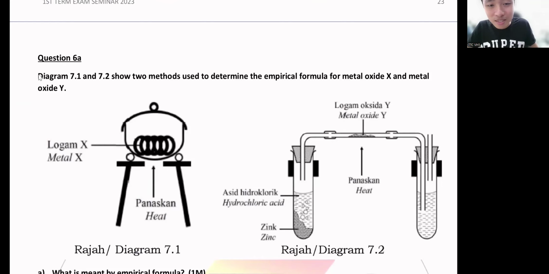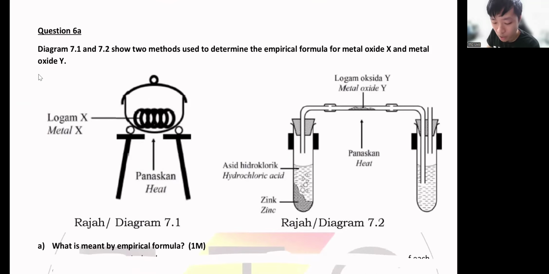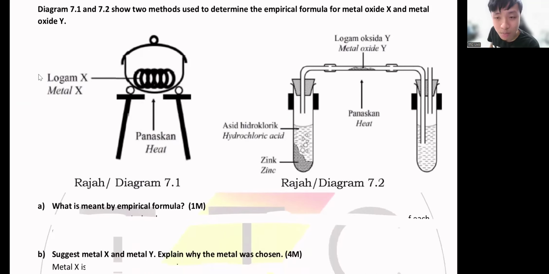Okay, so in this case, diagrams 7.1 and 7.2 show two methods used to determine the empirical formula for metal oxide X and metal oxide Y. So what is meant by empirical formula? Try to write your own.